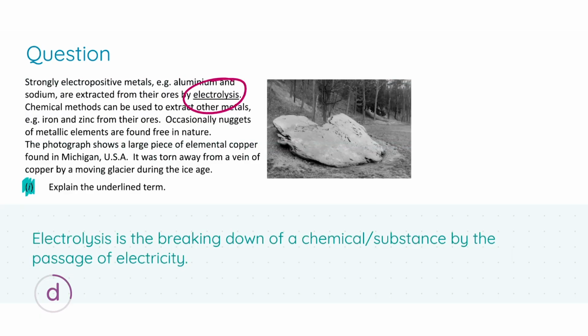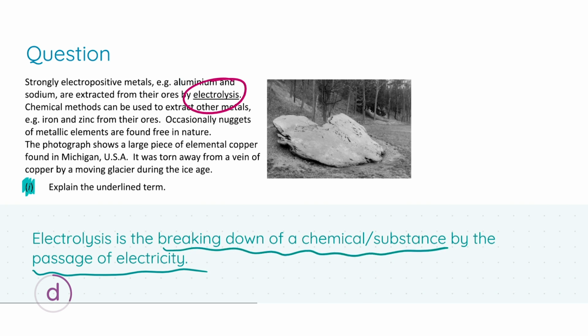The following explanation will hopefully give a little bit more information on what electrolysis is. Electrolysis is the breaking down of a chemical or a substance by the passage or usage of electricity. So there are a few key buzz terms that you want to include in your answer here. One of them is the passage of electricity or the usage of electricity, and the other one is the breaking down of a chemical or a substance.